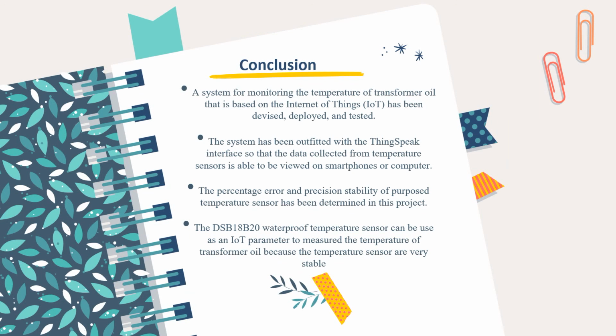For the conclusion, a system for monitoring the temperature of transformer oil that is based on IoT has been devised, deployed and tested. The system has been outfitted with a ThingSpeak interface so that the data collected from the temperature sensor can be viewed on a smartphone or computer. The percentage error and the precision stability of a proposed temperature sensor have been determined in this project. The DS18B20 waterproof temperature sensor can be used as an IoT parameter to measure the temperature of the transformer oil because the temperature sensor is very stable in my project.